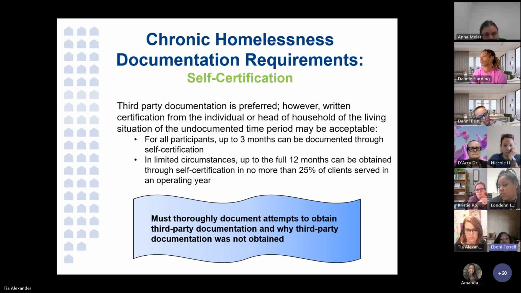Up to 3 months of homelessness can be documented through self-certification for all participants. If at least 9 months of homelessness, cumulative or continuous, cannot be obtained by third-party documentation, up to the full 12 months can be documented via self-certification only. This is limited to rare and extreme cases, and no more than 25% of households served by the project in the project's operating year.